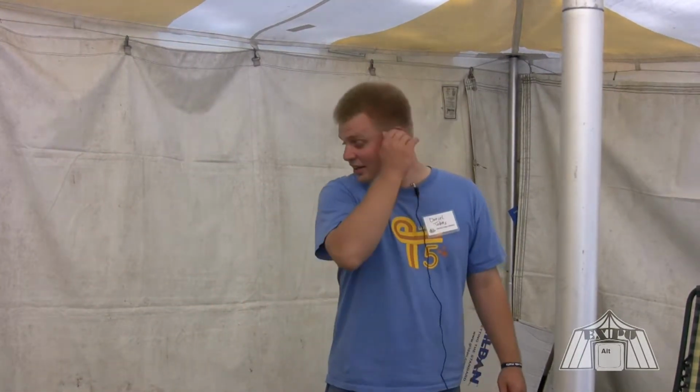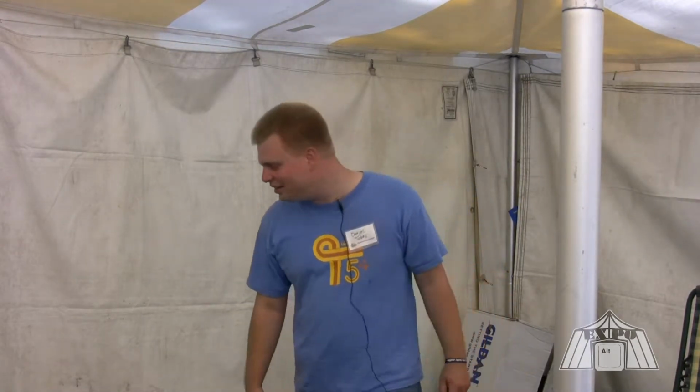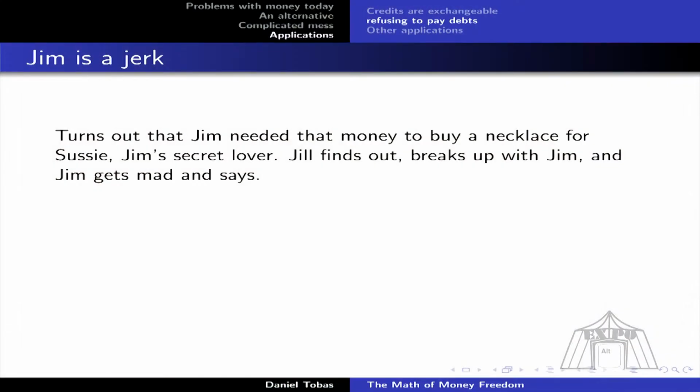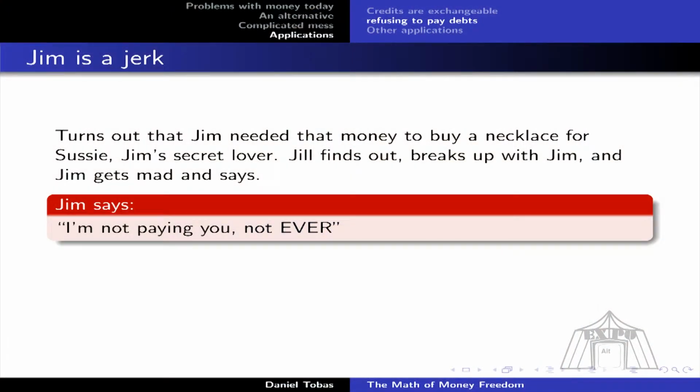Okay, and now the reason why Jill was so smart about this is that the next day, or maybe three weeks later, Jill finds out that Jim's been cheating on her. Jim has a secret lover. I think I named her Susie. Anyway, Jill finds out about this. She's upset and she breaks up with Jim. And then Jim gets mad. He says, "I'm not paying you ever."